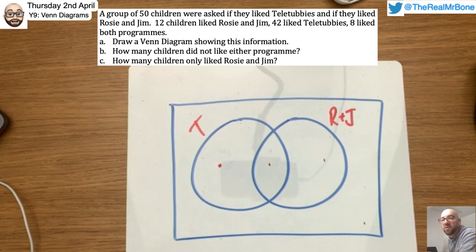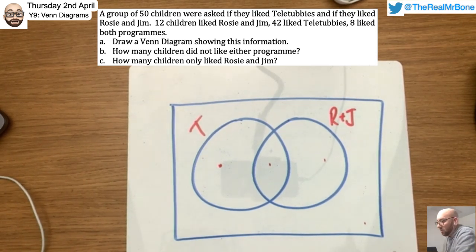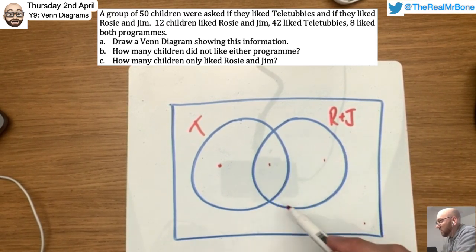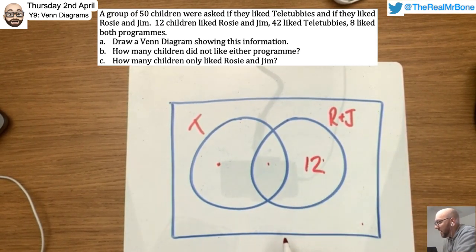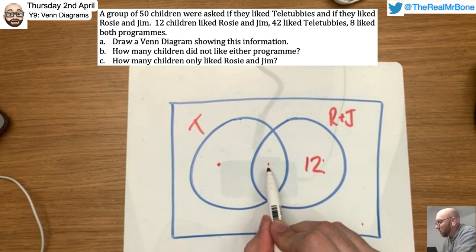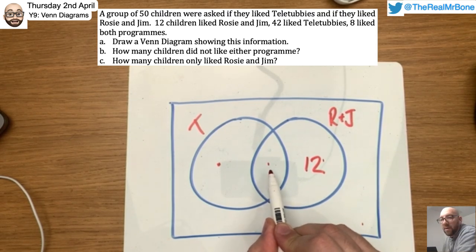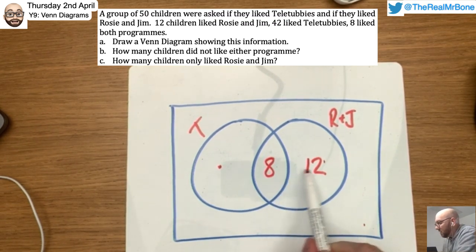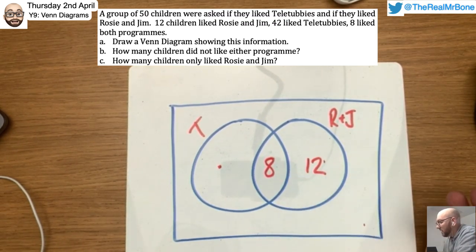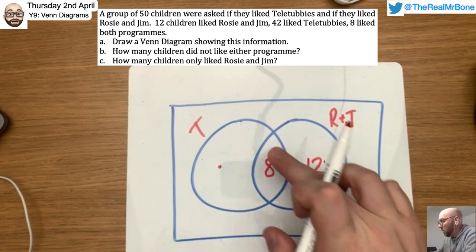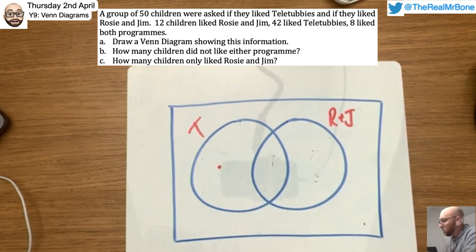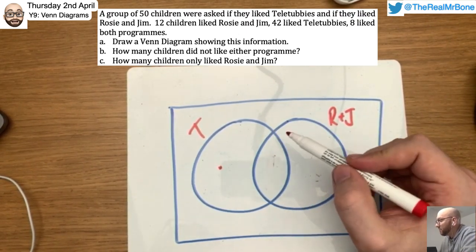Now we've got to be careful because it says 12 children like Rosie and Jim, but it doesn't say they only like Rosie and Jim. So we can't put a 12 in here because that means there won't be anyone in the overlap. If we put 8 people who liked both as well, this now says altogether 20 people liked Rosie and Jim. That's not what we want. The question says only 12 people like Rosie and Jim altogether.